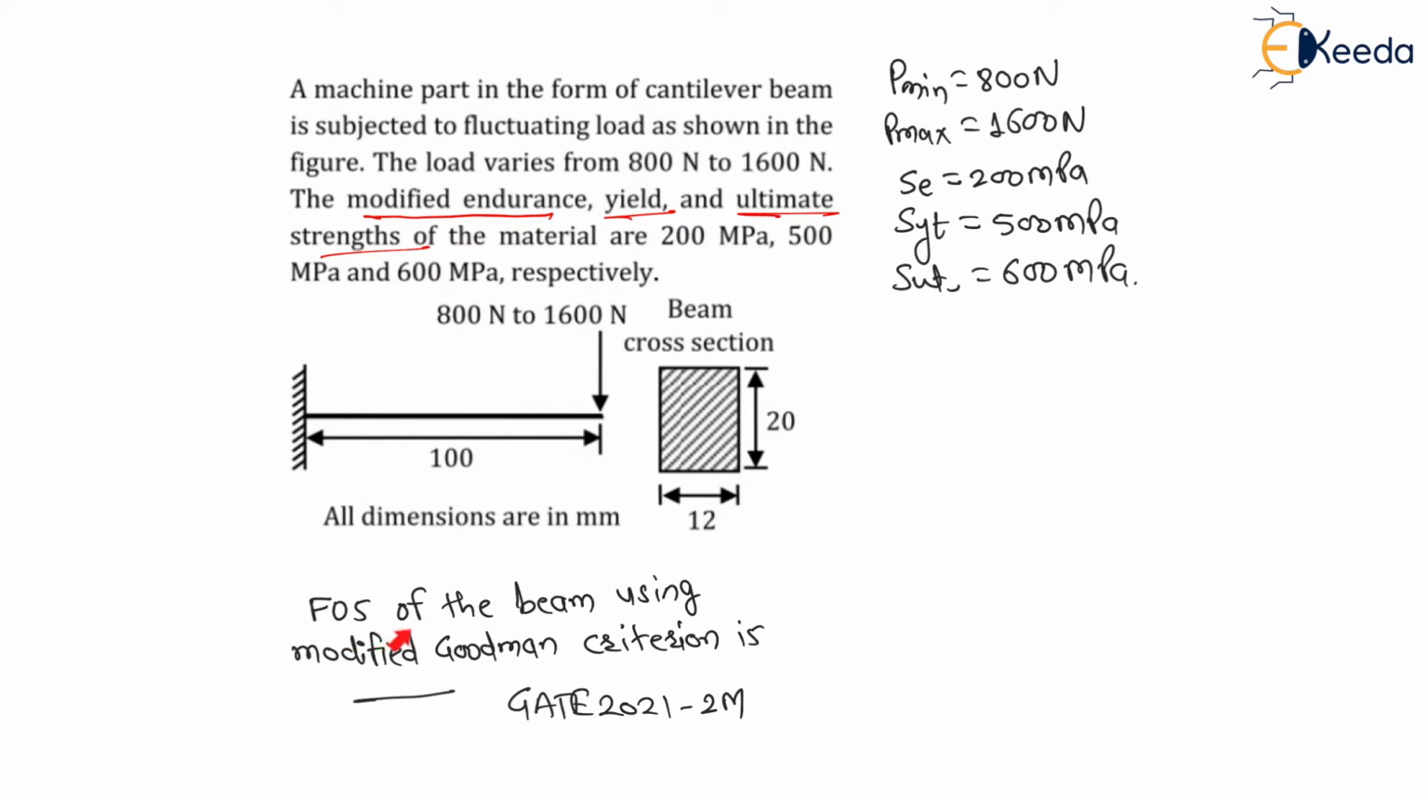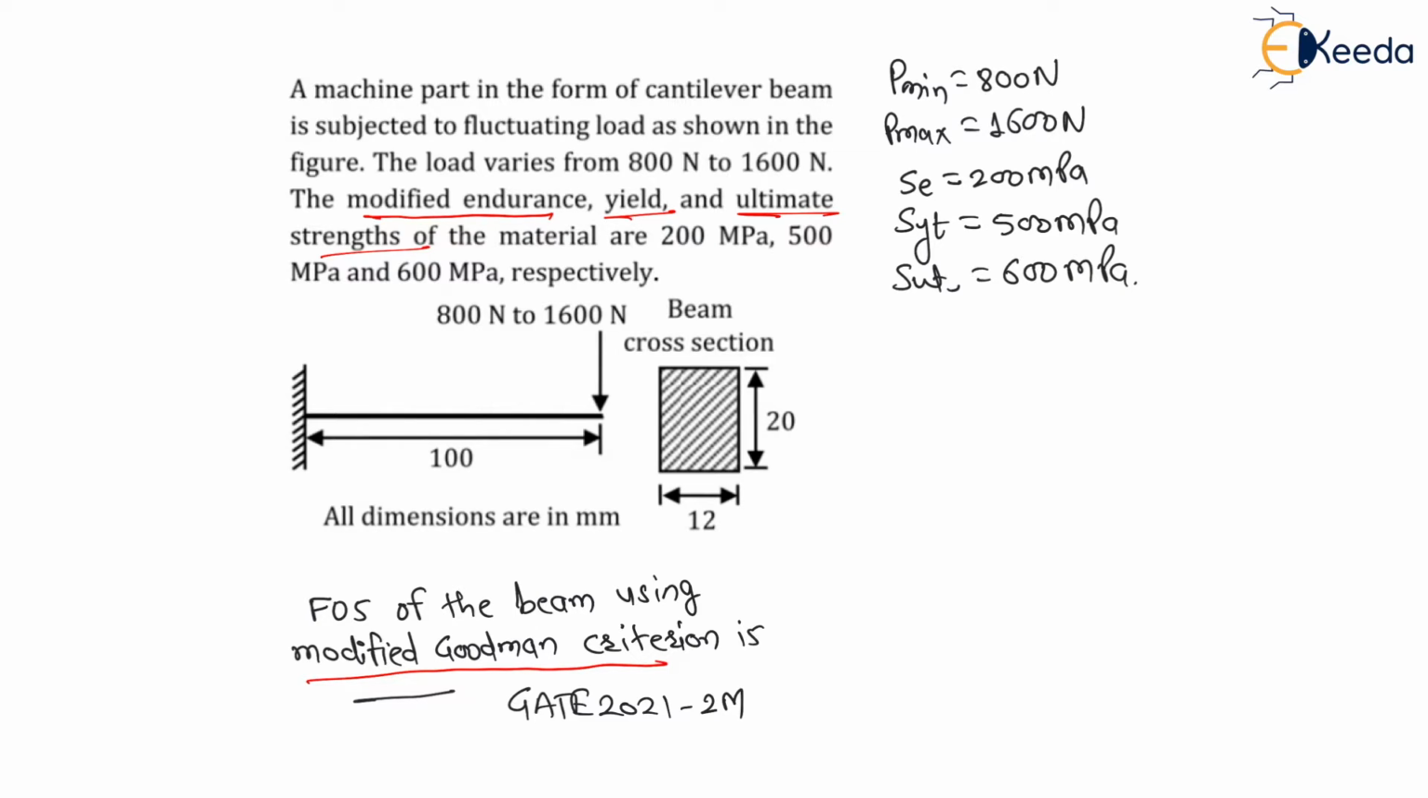Part of the question is missing, that's why I have written it by hand. Now the question is: the factor of safety of the beam using the modified Goodman criterion is, rounded off up to 1 decimal place. It is a fill in the blank question. So we have to find the factor of safety by using the modified Goodman criterion.